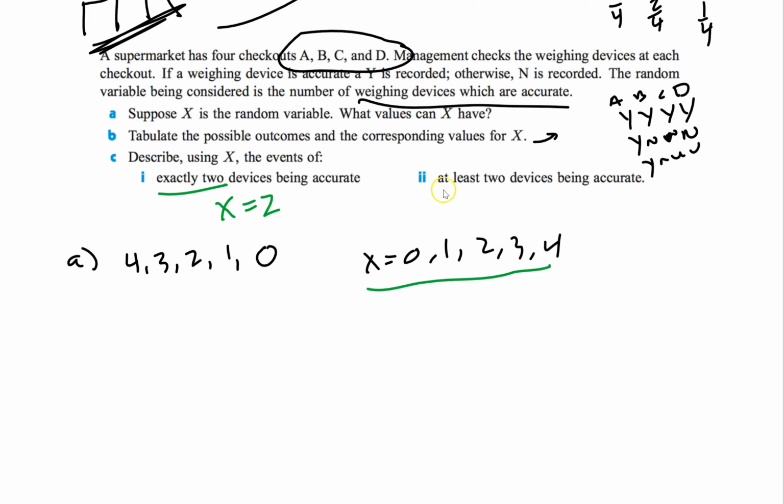Compared to this one, at least 2 accurate. Remember, that means like you want at least 2 cookies, 2 or more. So that's X is greater than or equal to 2. So the way you would do this is X equals 2, 3, or 4. Math-wise, we just add these up. Figure out that one, figure out that one, figure out that one, add them up. But that's the general idea.